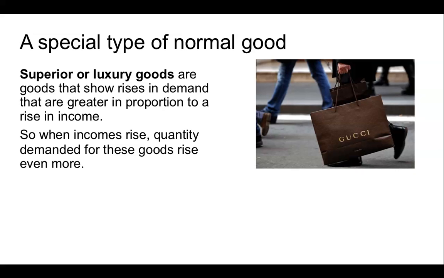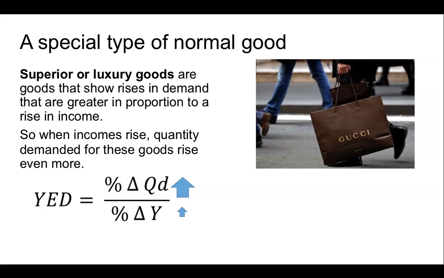Now there's a special type of normal good which is called the superior or luxury goods, and those are goods which show rises in demand that are greater in proportion to a rise in income. So when incomes rise, quantity demanded for these goods rise even more. These are those things that we would associate as luxuries, for example, Gucci products. So in this case, we would see in our YED formula a small change in income leads to a more than proportionate change in quantity demanded.